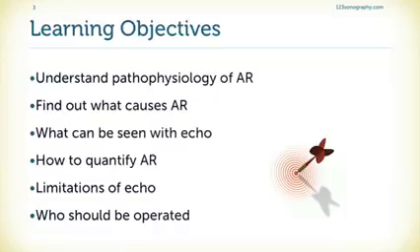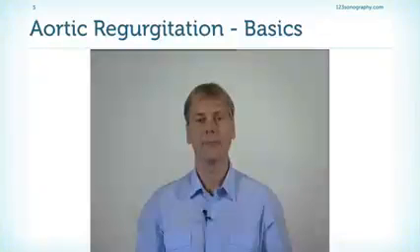We'll learn how to understand the pathophysiology of aortic regurgitation, find out what the causes of aortic regurgitation are. We'll find out what can be seen with conventional two-dimensional echo and also with color. We'll learn how to quantify aortic regurgitation, find out what the limitations of echo are, and we'll find out what you do if you have a patient with aortic regurgitation.